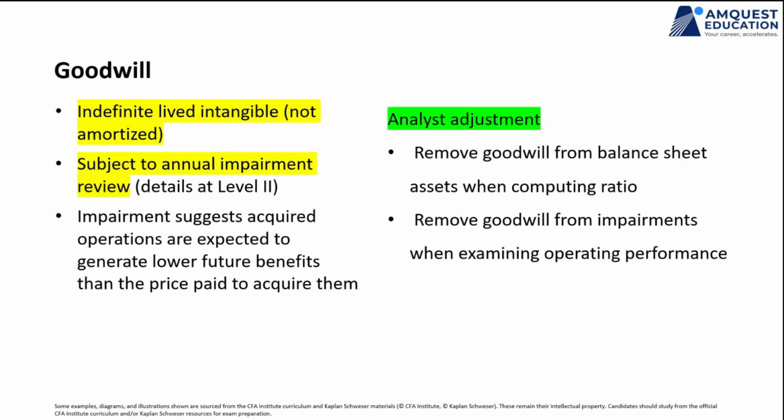Now, goodwill is one asset which takes a lot more attention, because goodwill is a non-separable asset, which means you cannot sell goodwill separately. It is the only identified asset which has an infinite life, or which has no life associated with it. It's an indefinite-lived intangible. So under accounting guidelines, goodwill cannot be amortized because goodwill has no life. Subject to annual impairment review. So goodwill is subjected to annual impairment.